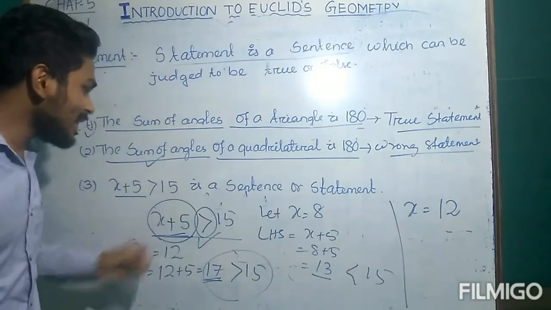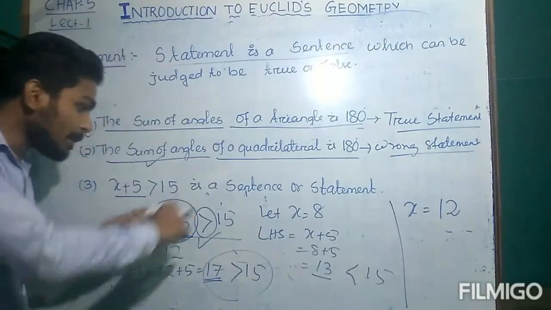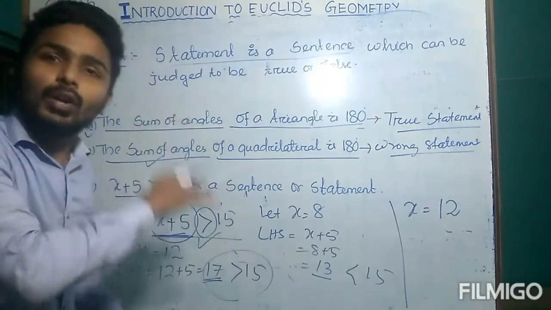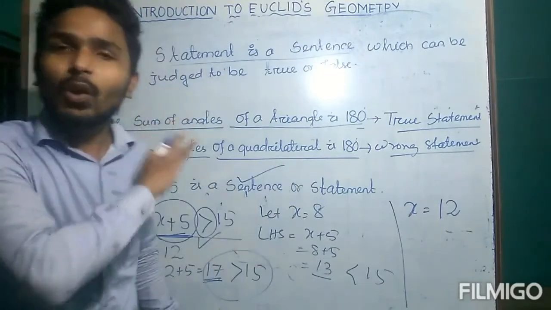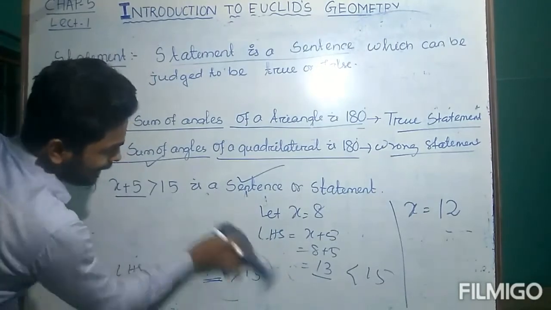Because we cannot say x plus 5 is always greater than 15 or x plus 5 is always less than 15. It is neither always true nor always false. So it is a sentence, it is not a statement. Understood? It is not a statement.